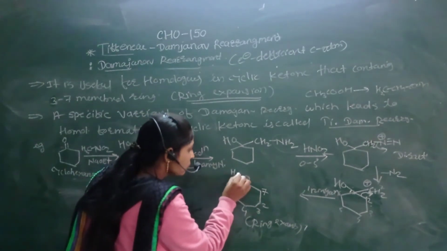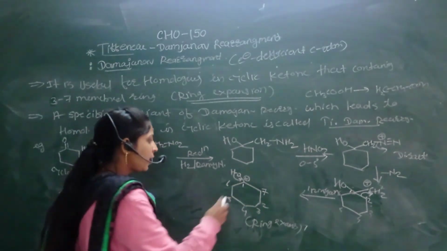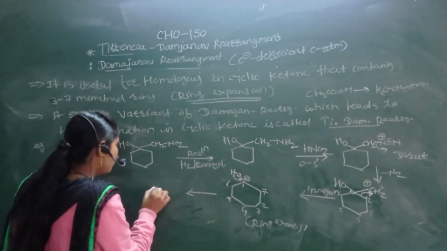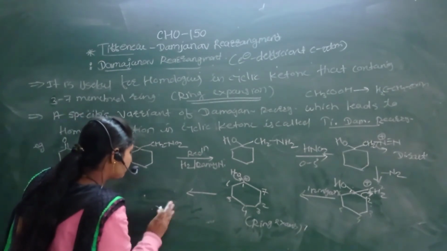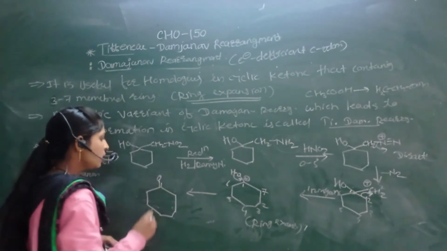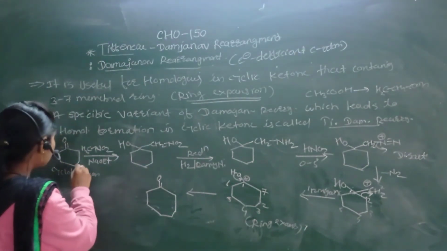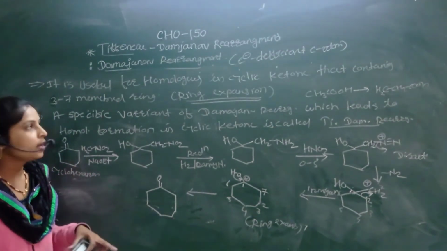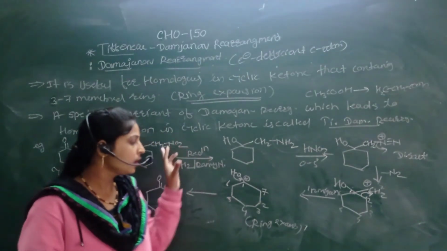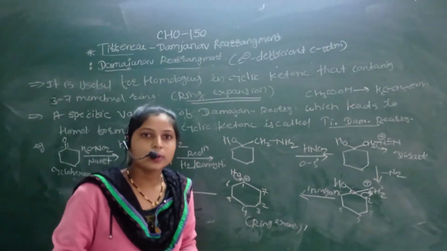Simply here tautomerism takes place. The positive charge over this C1 carbon is stabilized by this tautomerism. So formation of the 7-member ring, that is the cycloheptanone ring, means the 6-member ring converts into the 7-member ring. So in this Tiffeneau-Demjanov rearrangement, only and only ring expansion takes place, the 6-member ring converting into the 7-member ring. So this is all about the Demjanov rearrangement.